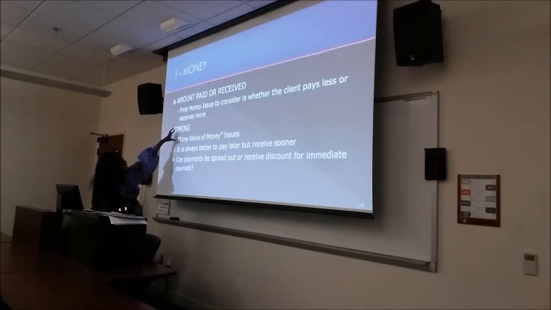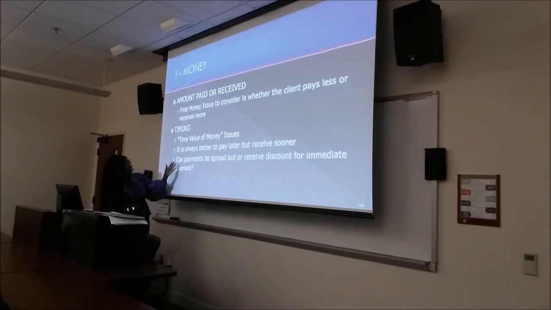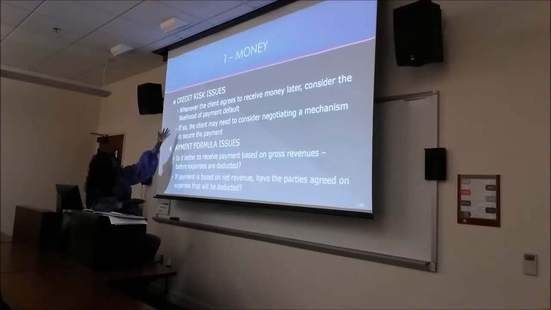So we have our money issues. There could be all different kinds of money issues. If somebody is saying, I'm going to pay you a royalty, well, when are you going to pay me? How are you going to pay me? Money issues. If you have funny credit, I may want you to give me my money sooner. Just all different kinds of things. But we need to know based on the facts of the scenario. There could be credit risk issues.